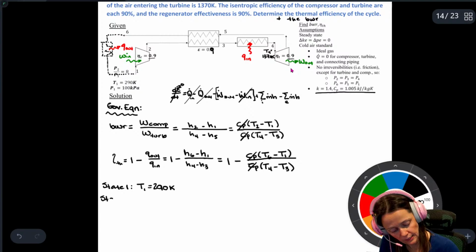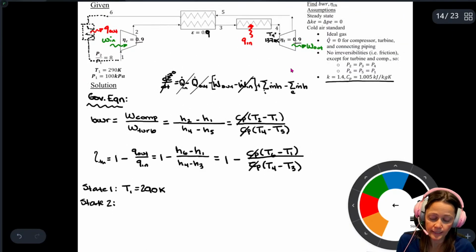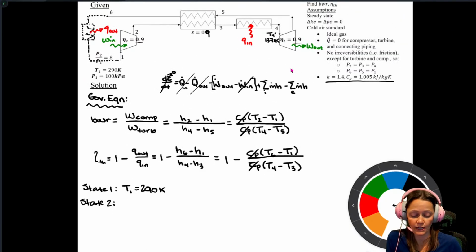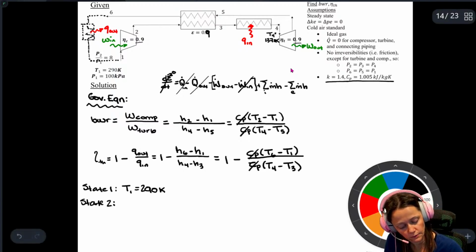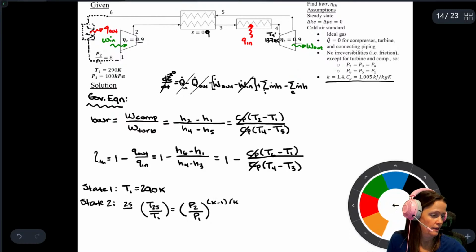Now I got my state 2. So state 2, ideally it would be an isentropic process, but I've got an isentropic efficiency of 90%. So for state 2s, it's going to be T2s over T1. It's an isentropic relationship, P2 over P1 to the K minus 1 over K.